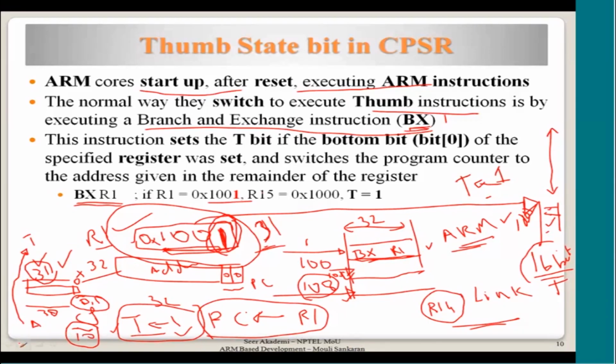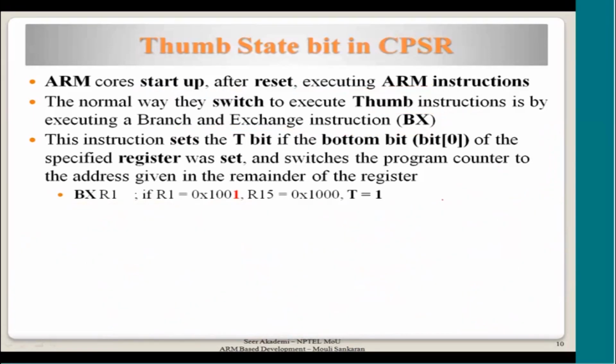When you change over to thumb state, this is how the ARM processor moves to thumb state. I hope this is clear to you. So this is the outcome of the instruction when this is the content of R1.